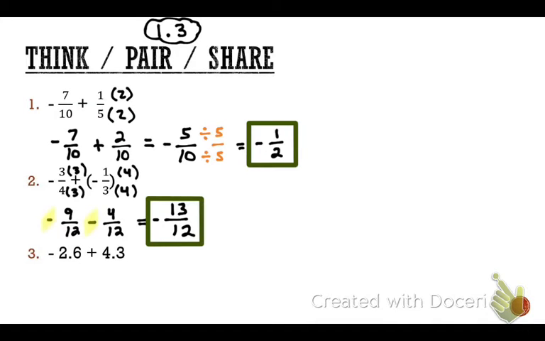Okay, as I walked around, I saw a lot of people recognize we have to subtract and take. And when you did that, what'd you get, guys? 1.7. 1.7, and that is correct. It is a positive. Okay, so that's basically what you need to know today for 1.3.